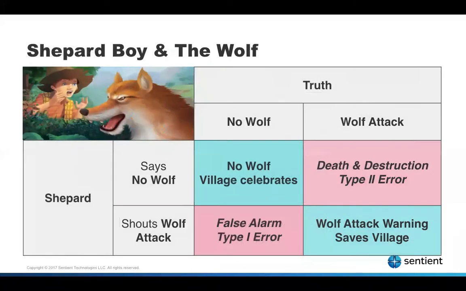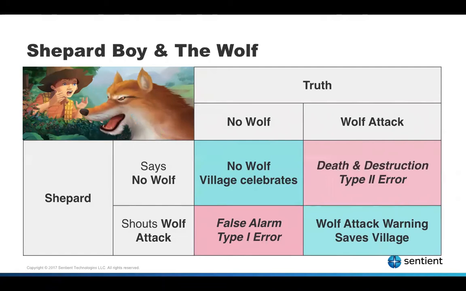And let's go to the shepherd boy and the wolf and talk about type 1 and type 2 errors. So we've got two possibilities for truth: no wolf or wolf attack. And if you remember the story, there's actually two different things that happen. At the beginning, the shepherd is shouting wolf attack. That would be the bottom row.